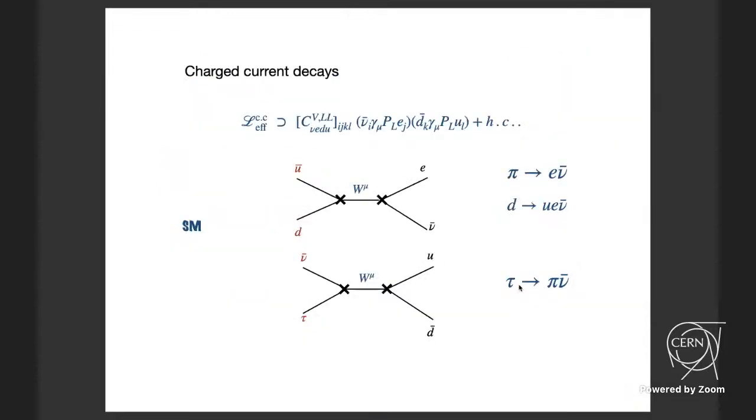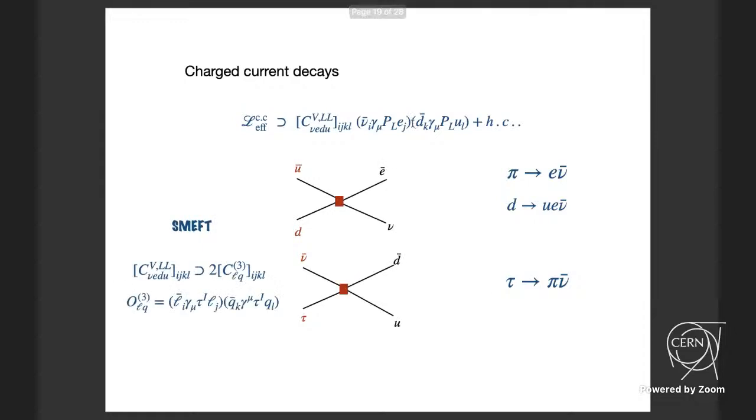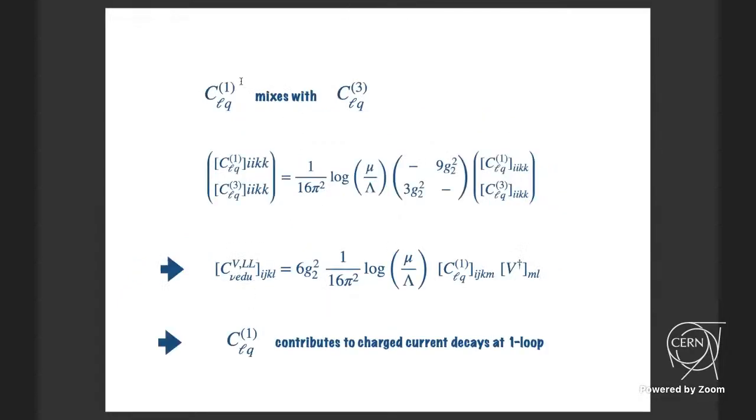Okay, so I think the time is not much left, so I will go over it very quickly. In the standard model, charged currents are mediated by W, which are described by this operator. In SMEFT, the charged currents get a tree-level contribution from the operator LQ3. Interestingly, the LQ1 operator mixes with LQ3. So that means LQ1 can also contribute to the charged current decays at one-loop level.